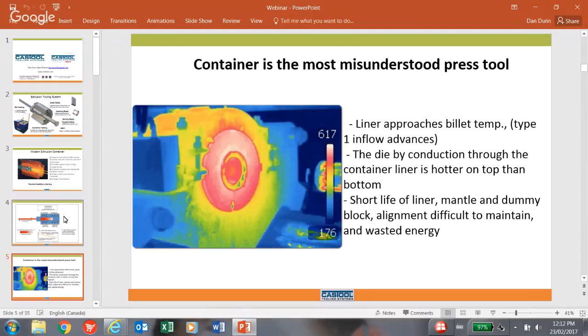In this thermal image, we can clearly see that the container is imbalanced. As the liner temperature approaches the billet temperature, type 1 inflow will begin to occur. Second to this, the die, by conduction through the container, is hotter at the top than on the bottom. This thermal imbalance will contribute to the short life of liners and mantles, as well as poor dummy block performance. Also, physical press alignment is difficult to maintain and energy is wasted.